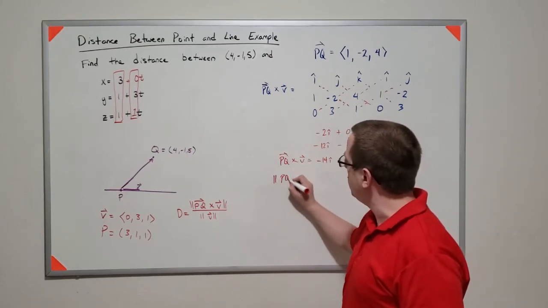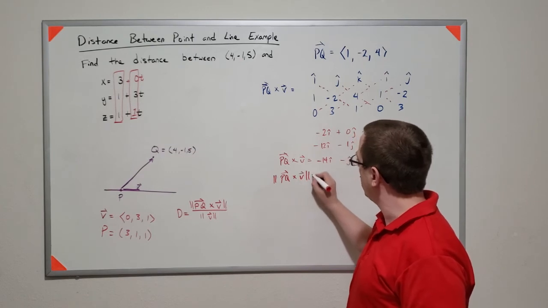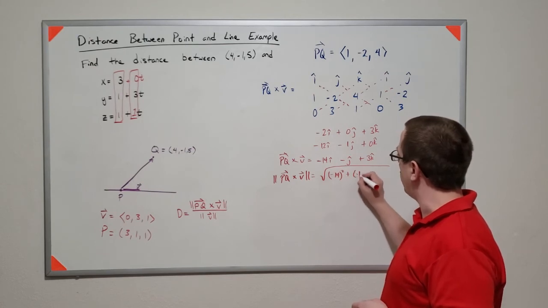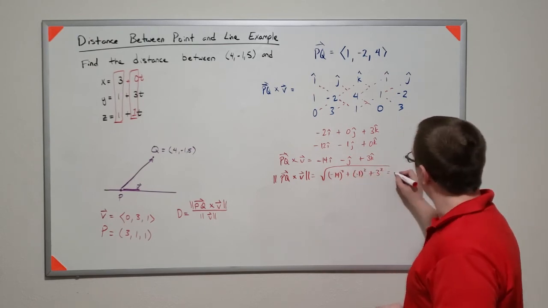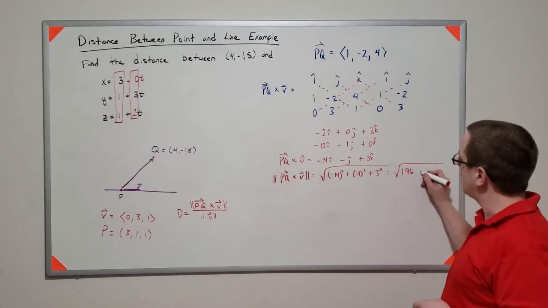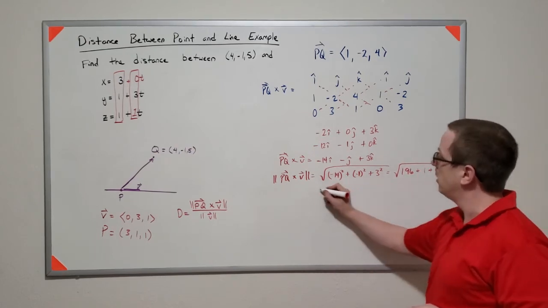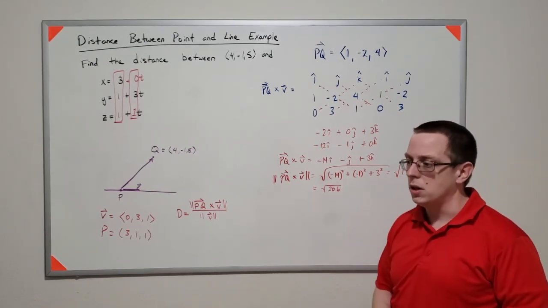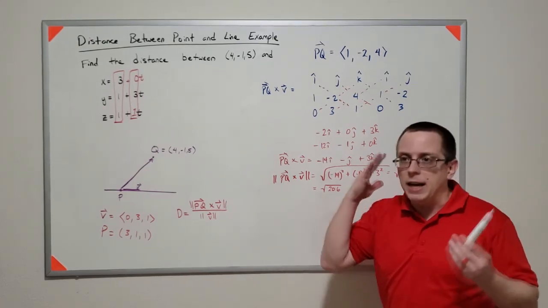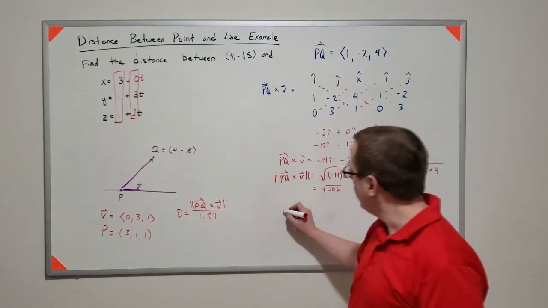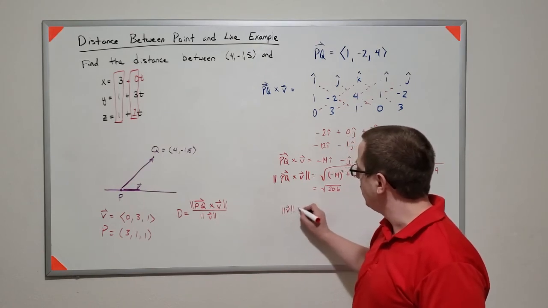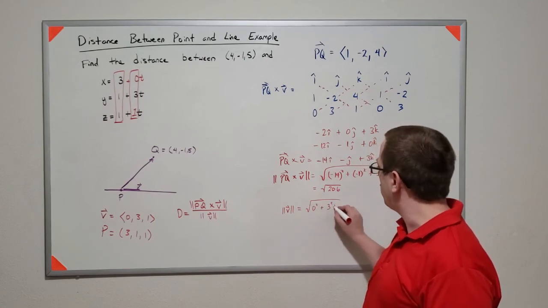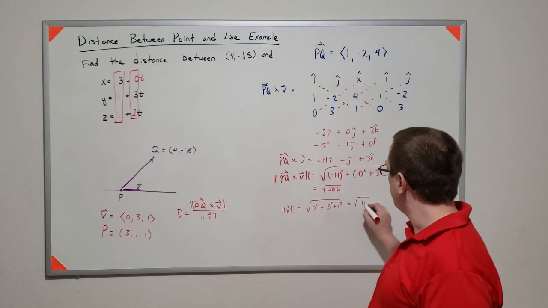But we need the magnitude of PQ cross V. So that's -14 squared plus -1 squared plus 3 squared, which is 196 plus 1 plus 9, which is the square root of 206, which may reduce, but I can't think of it off the top of my head. And then we have the magnitude of V, which is the square root of 0 squared plus 3 squared plus 1 squared, which is the square root of 10.